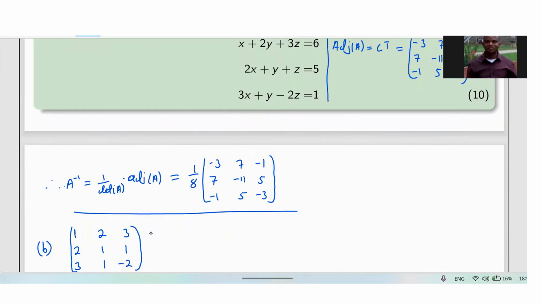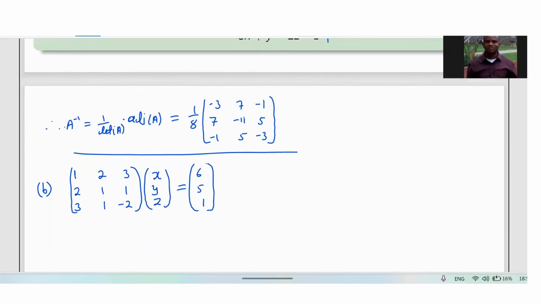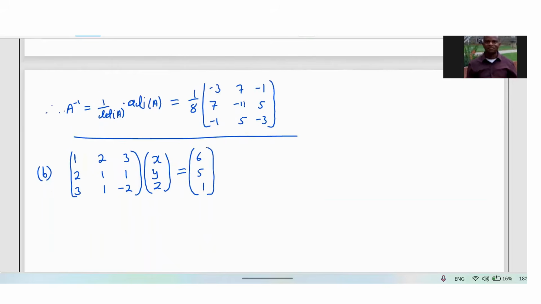So we can now write this is x, this is y, and this is z. So this is how we can write this system in matrix form. This is equal to 6, this is 5, this is 1. So this is how we can represent that system in matrix form.